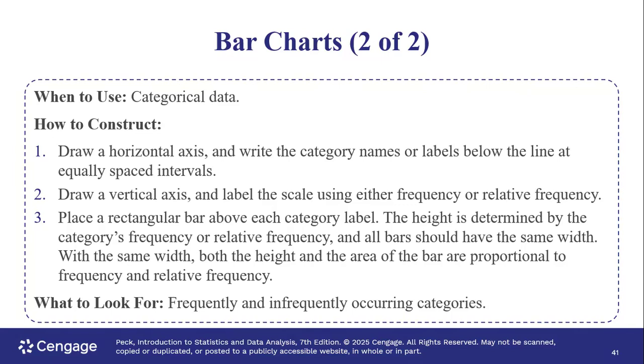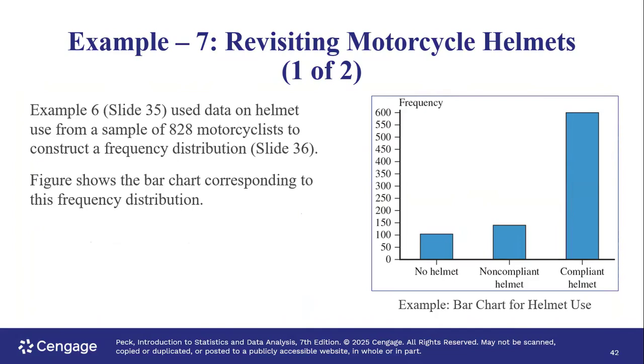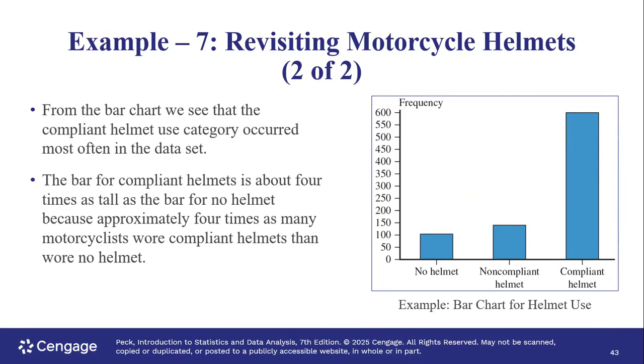For example, if we do a bar chart of the helmet data, the height of the compliant helmet will be the highest. This is because its relative frequency is approximately 0.71. Here they actually plotted, instead of relative frequency, the actual frequency on the vertical axis, and again the height of compliant helmet is the highest. Okay, so the area of each bar is proportional to the frequency. Non-compliant helmet is the next highest, and the lowest is no helmet. Remember, that was about 13%. Okay. From the bar chart, we see that the compliant helmet use category occurred.